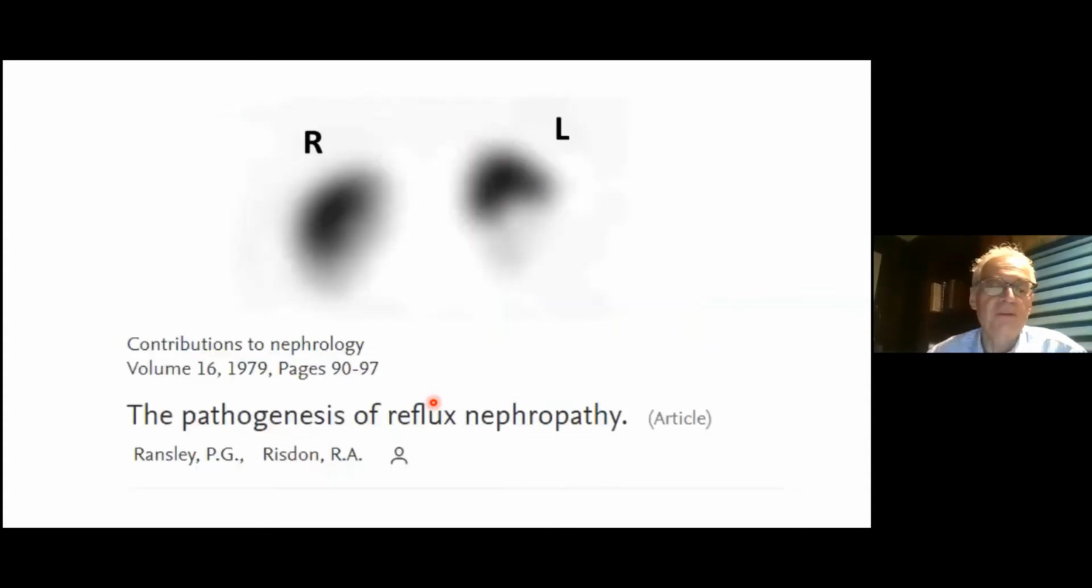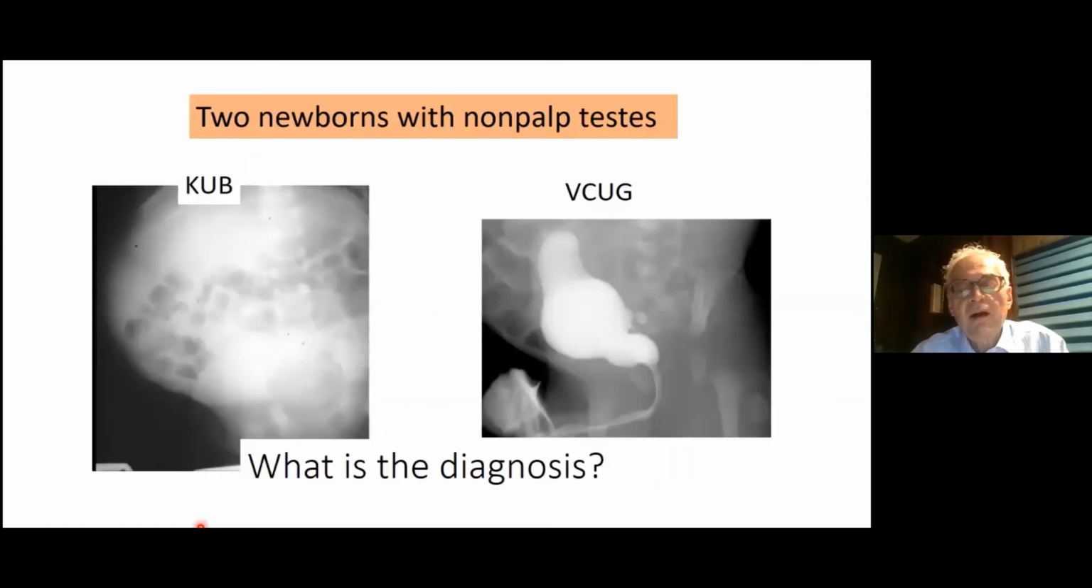Okay, and I love this article. It's a classic about the pathogenesis of reflux nephropathy. Ransley did a lot of fantastic research. He wasn't very good at writing it up, but he did a lot of tremendous work on this. Okay, quick question, and we'll go back to the chat.